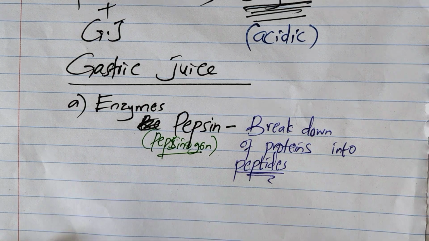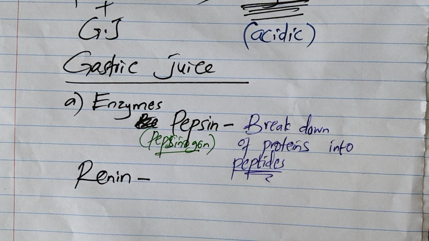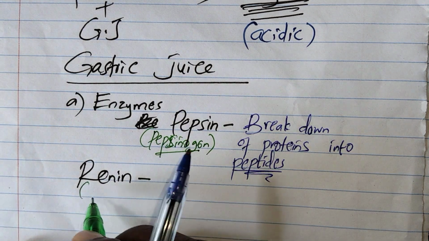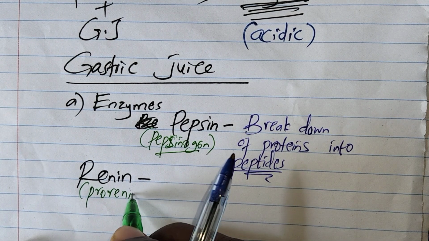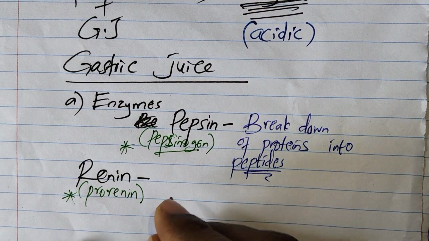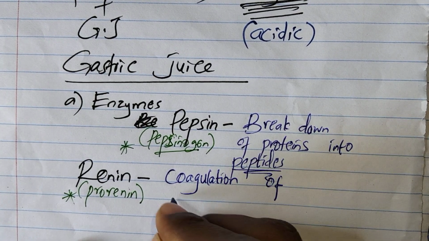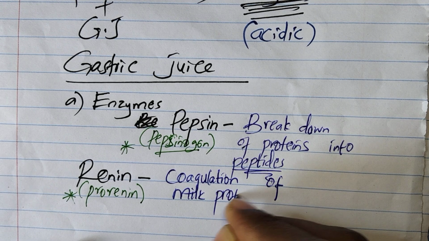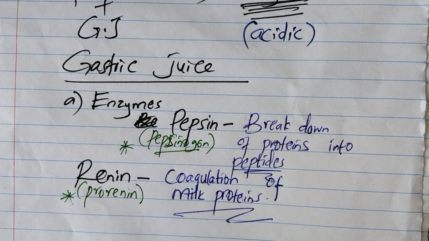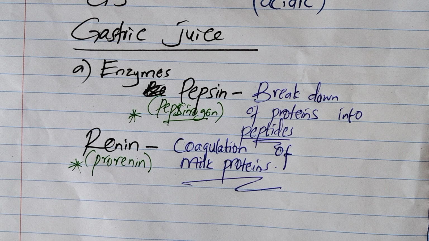Then another one is renin. Renin also coagulates milk. It's also produced in its inactive form we call prorenin. These ones are inactive forms. I will tell you why. So coagulation of milk proteins for easy digestion by pepsin. So these are the two enzymes that are important in the digestion of proteins in the stomach and as a result of the presence of gastric juice.